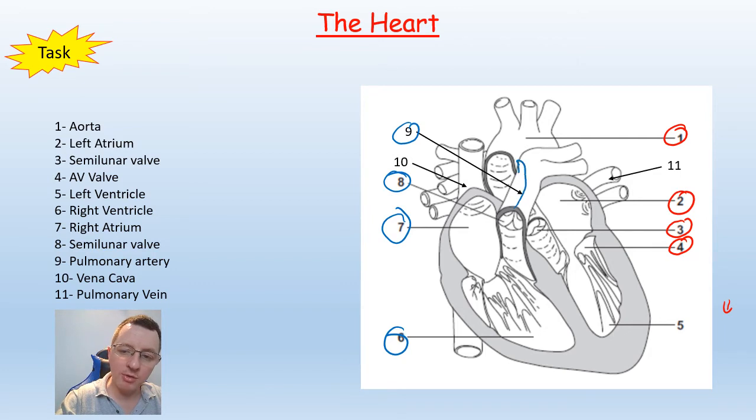And if you remember, that splits to go left and right. And number 10 is the vena cava. In this case, the vena cava superior. The inferior is down here. And finally, number 11, carrying the oxygenated blood back from the lungs and into the heart, is the pulmonary vein.